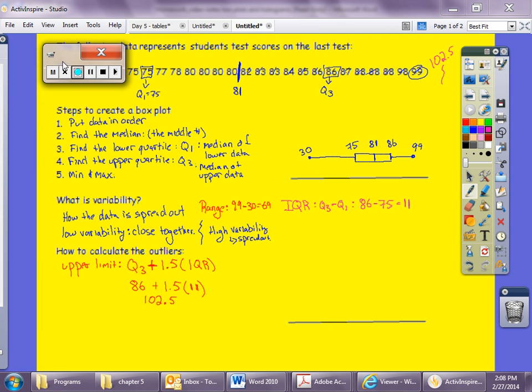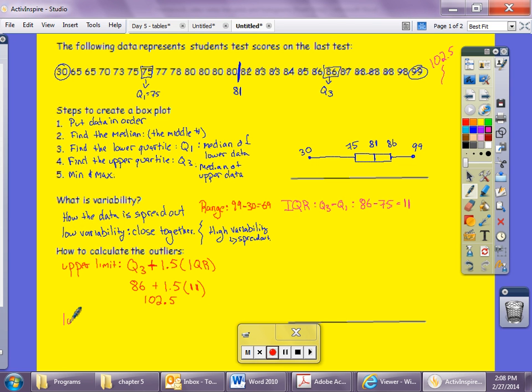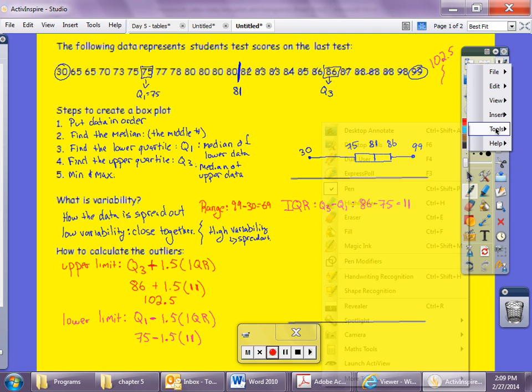To find the lower limit, it's Q1. Now it's the lower limit, it's below. Below means to subtract 1.5 times the IQR. So Q1 is 75. So now we do 75 minus 1.5, and we said the IQR is 11. So we have 75 minus 1.5 times 11.